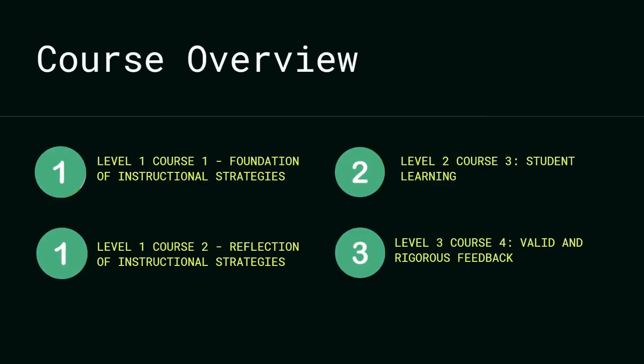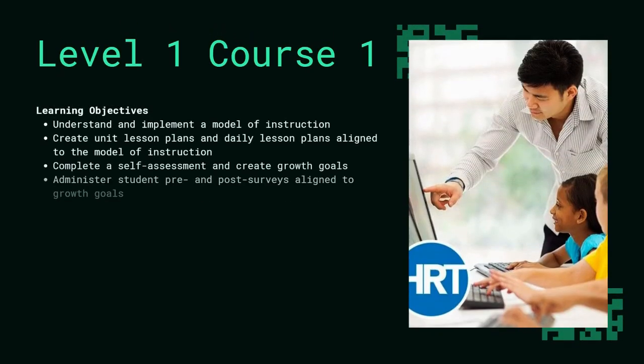This course, and they're high reliability courses, there are 4 of them. There's Level 1 Course 1 and Level 1 Course 2. Level 2 is its own course. It's about student learning. Level 3 is its own course with valid and rigorous feedback. We're really going to focus in on Level 1 Course 1 at this time.